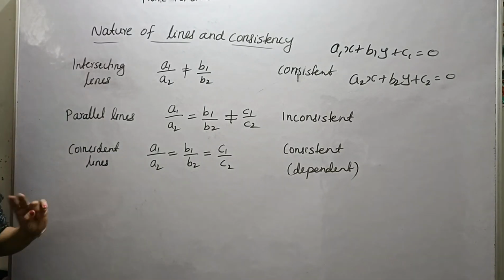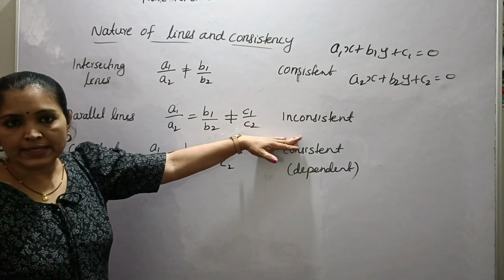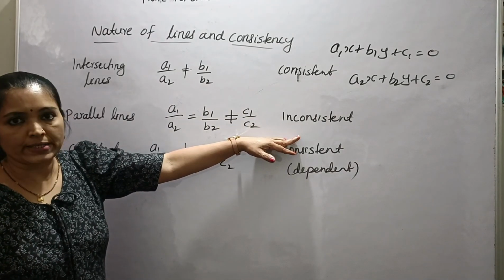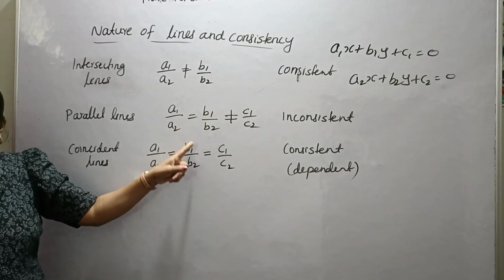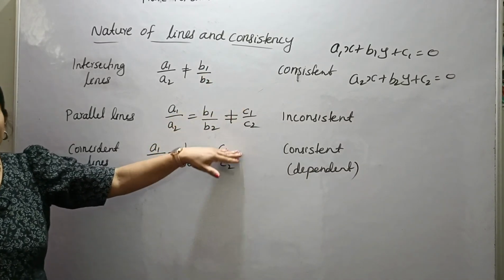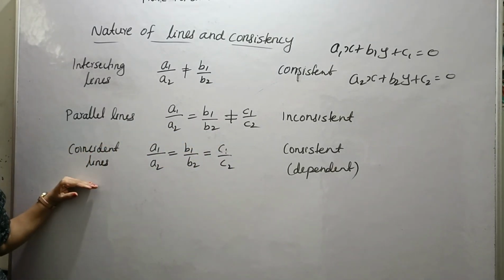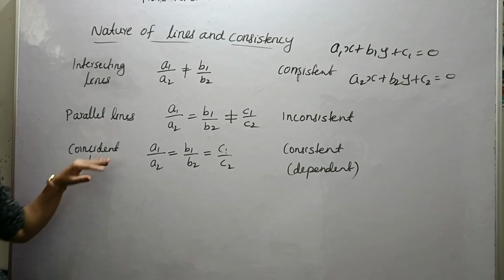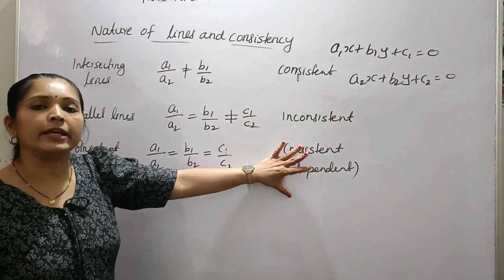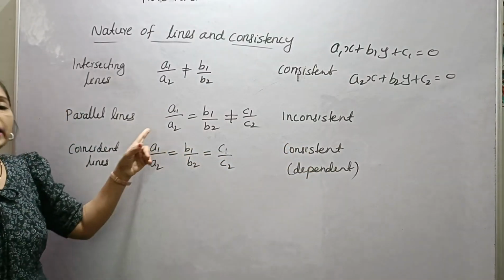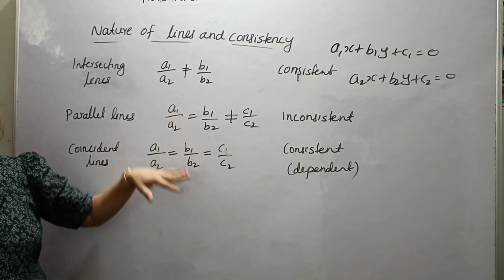Next, if two lines are parallel lines, then it is inconsistent. These equations have no solutions, and a1 by a2 is equal to b1 by b2 not equal to c1 by c2. And if two lines are coincident lines, then the system is consistent and the equations are dependent linear equations, and a1 divided by a2 is equal to b1 by b2 is equal to c1 by c2.